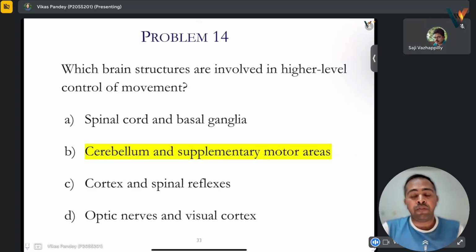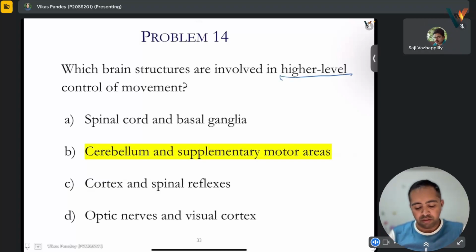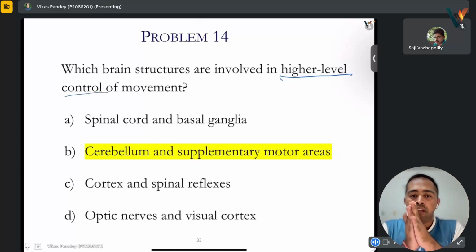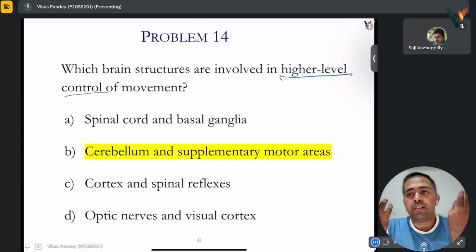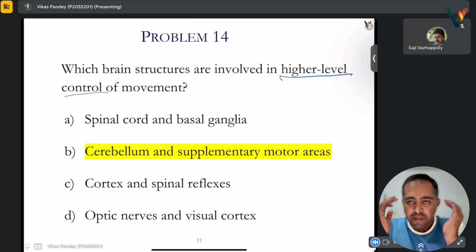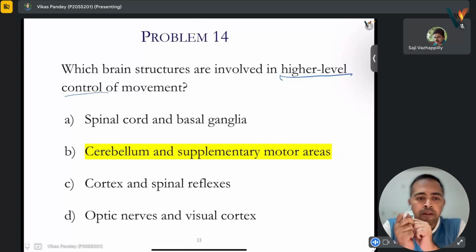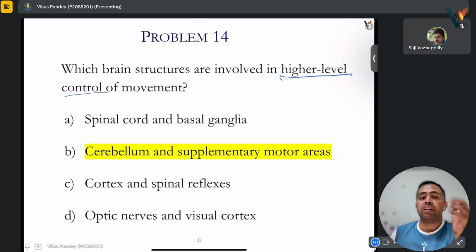So whenever we are talking about higher level control, that means voluntary control, like moving the hand like this, everything. So that is from the CNS, the central nervous system, right? And that actually is the cerebellum and the motor areas in the brain. Fine. Reflexes are controlled by the spinal cord.